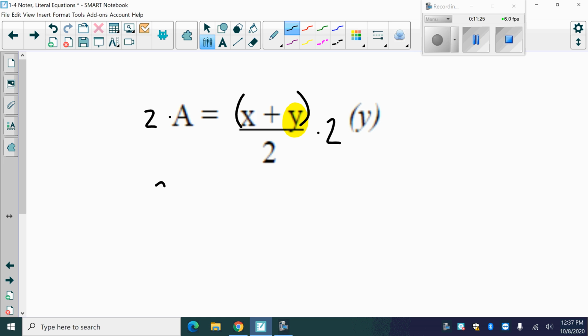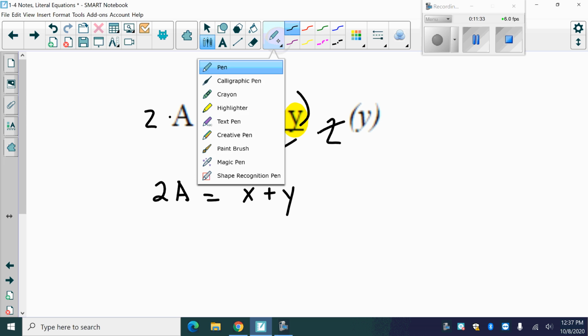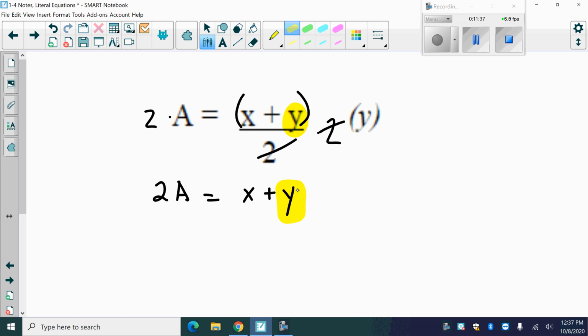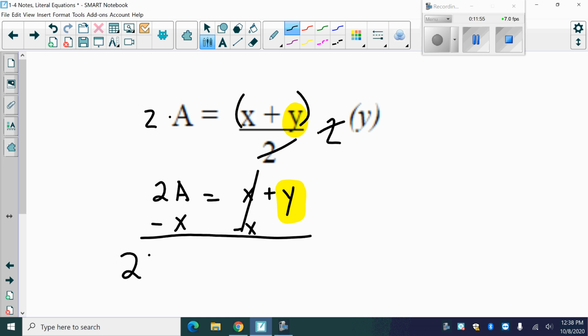So I have 2 times a, or just 2a, equals, 2's are going to cancel on this side, x plus y. We're solving for y. How is x attached to y? This time it's addition, so we're going to go ahead and subtract x from both sides. And since 2a and x are not like terms, we actually can't subtract them, so we're just going to write down 2a minus x equals y.